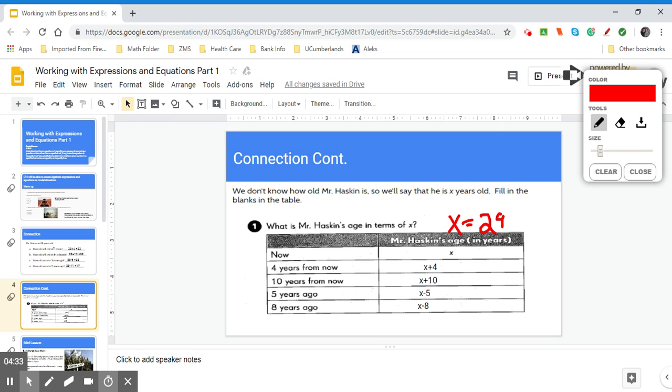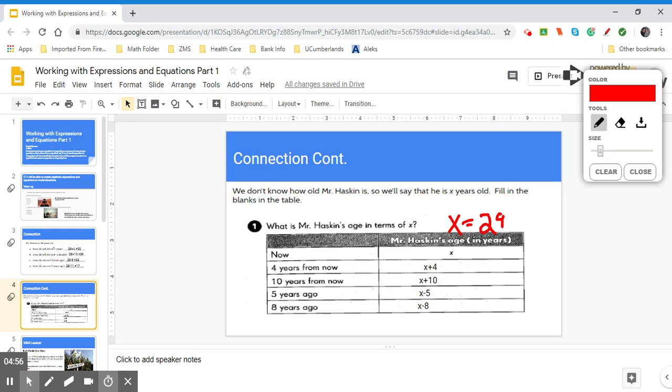So we can take the X out and substitute the 29 in. So we get 29 plus 4. So Mr. Haskins will be 33 years old in 4 years from now. 10 years from now, if we do that, substitute X for 29, we get 39 years old.